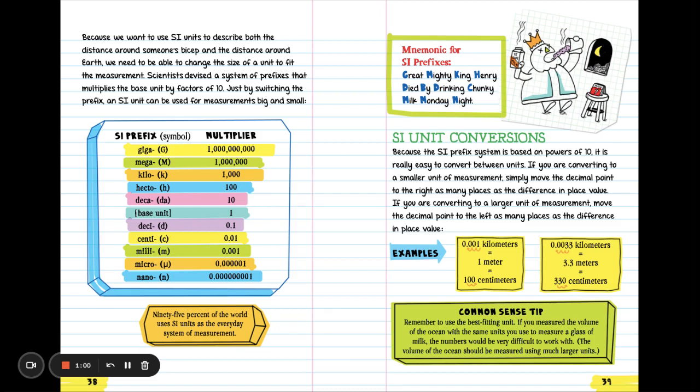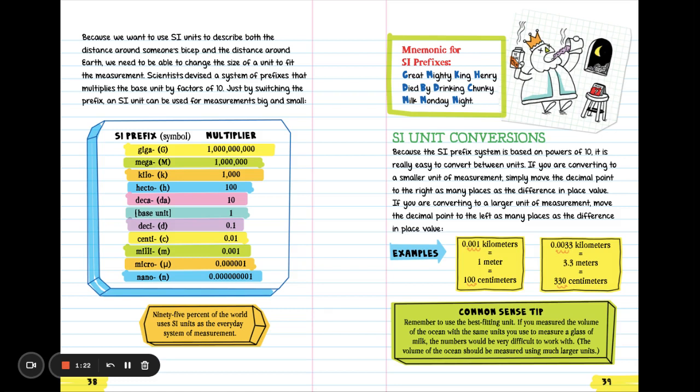Giga, we multiply by, what is that? 1 billion. Mega, we multiply by 1,000,000. Kilo, we multiply by 1,000. Hecto is 100. Deca is 10. The base unit is 1, meaning that if it's a meter, it's just a meter. We don't have to multiply it by anything.